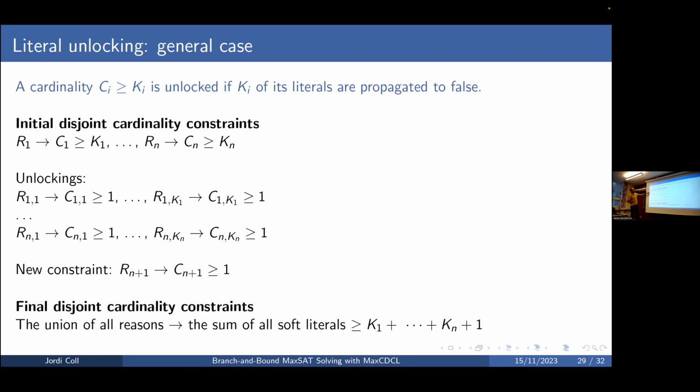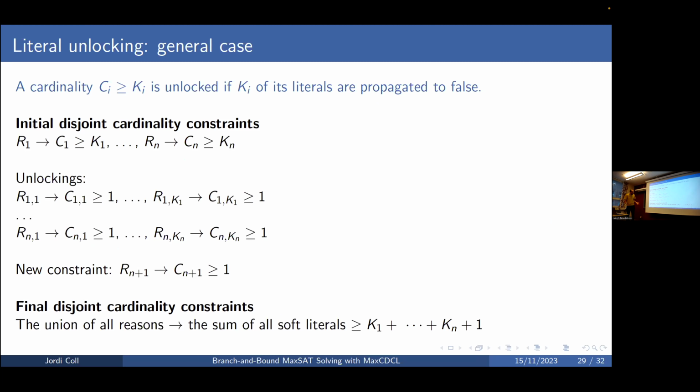The starting point is a set of disjoint cardinality constraints. All of them have their reasons. These C's are disjoint. During the process, I will get some unlocking constraints. For each one of these constraints, I will get, for instance here, K1 constraints, 1, 2, until K1. For this one, I will get Kn different constraints. And finally, at the very end, I will get the new constraint. This is what concludes the process.